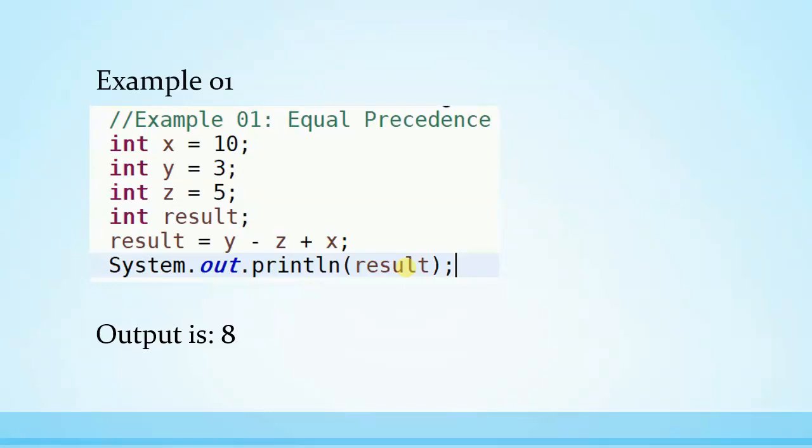Since the precedence here is equal, the expression is evaluated like this. First, the minus operator is evaluated. That means y minus z is evaluated first. Y is 3 and z is 5. The result is minus 2 for the first operation.